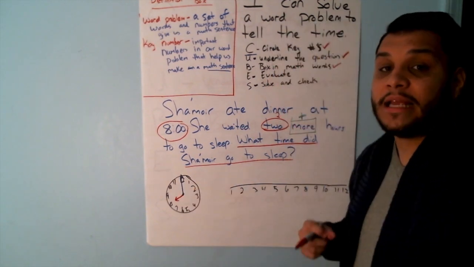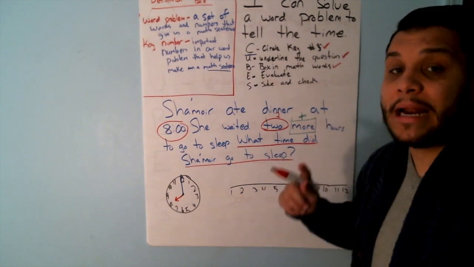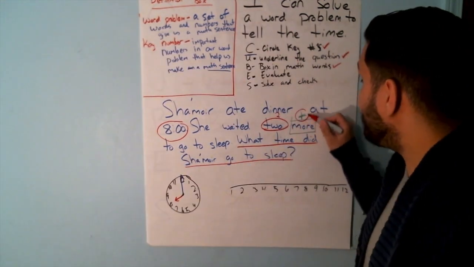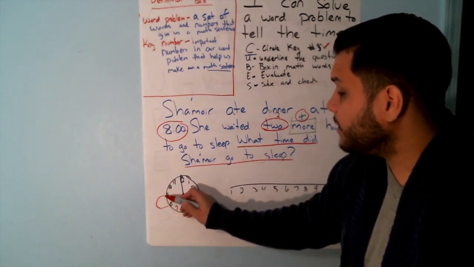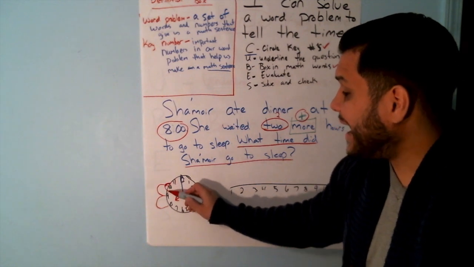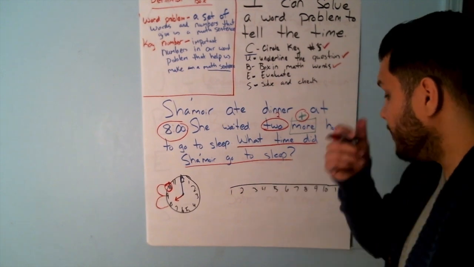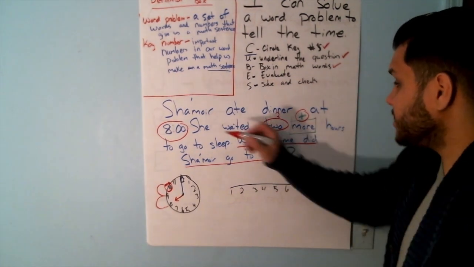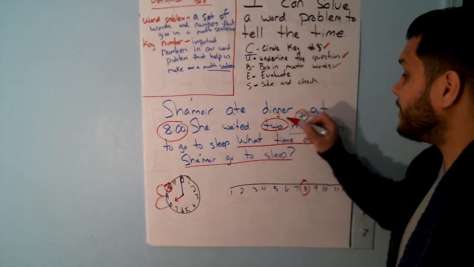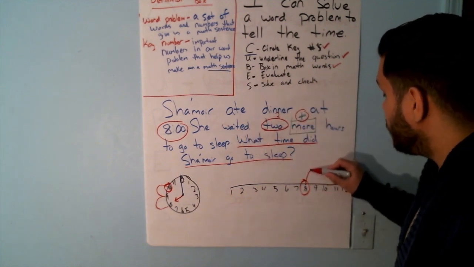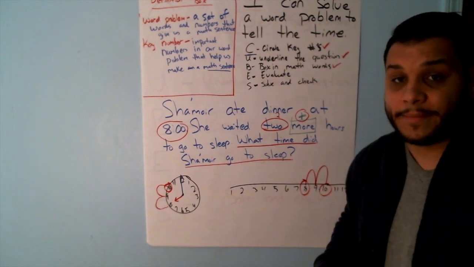Then it says that she waited 2 more hours. That lets me know that I'm going to move forward because I am adding. So starting at the 8, I'll move 2 more hours. 1, 2. I end at 10. I'm going to do this on my number line to see if this helps me. My start time is 8. It tells me that Shamor waited 2 more hours. So I'll move 2. 1, 2. And my answer is 10 again.